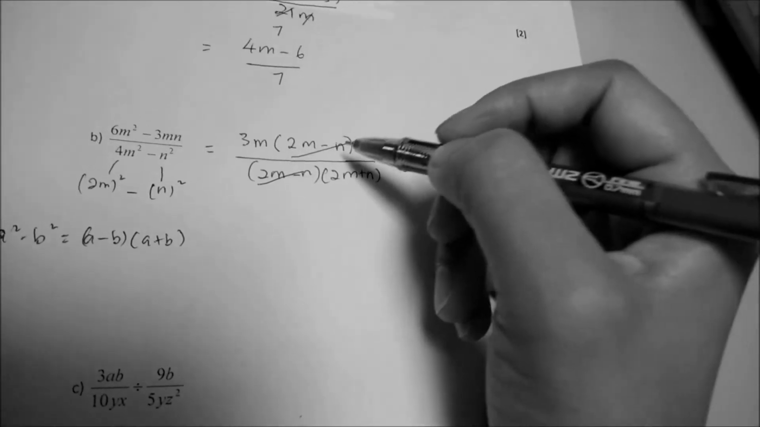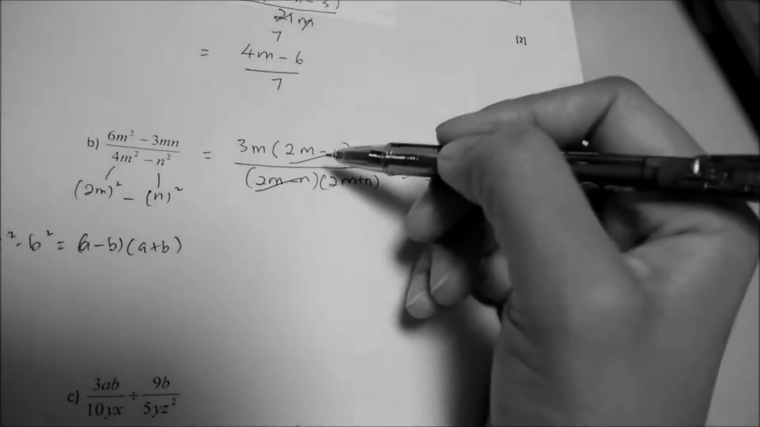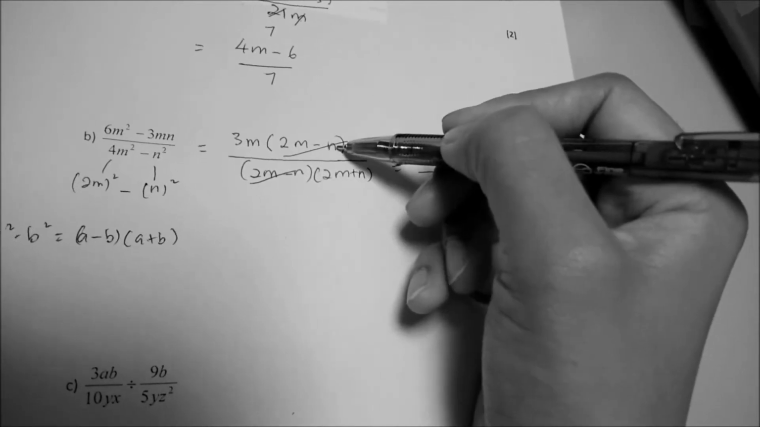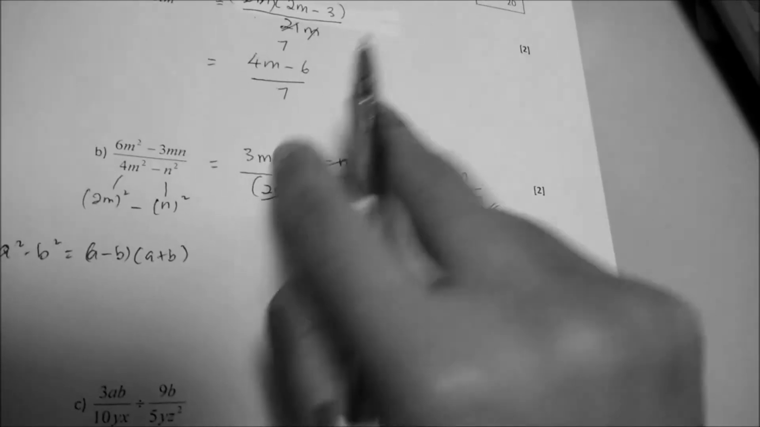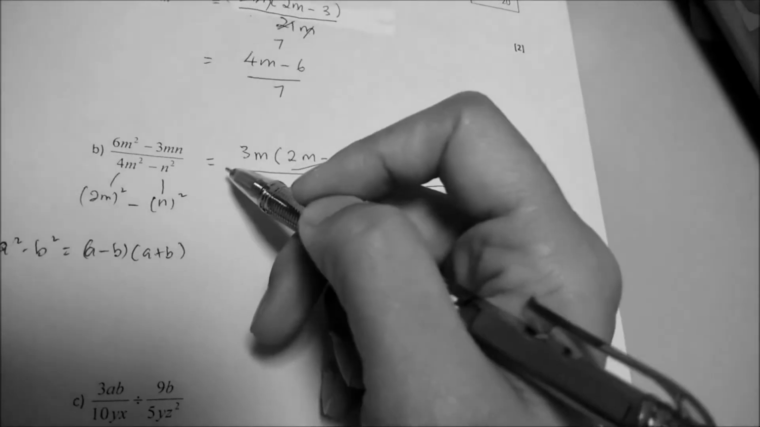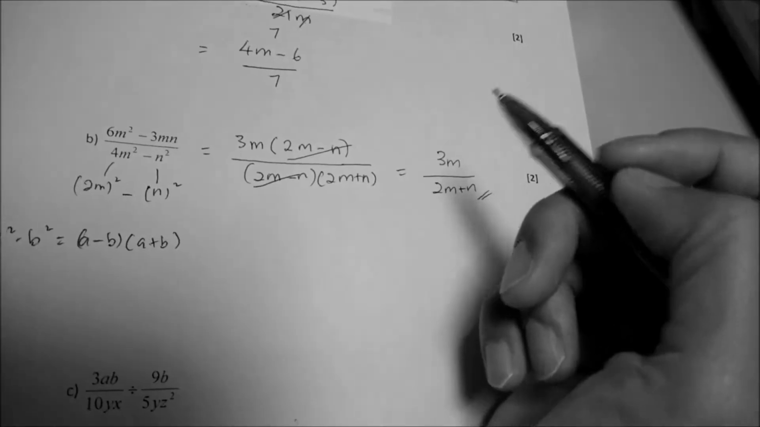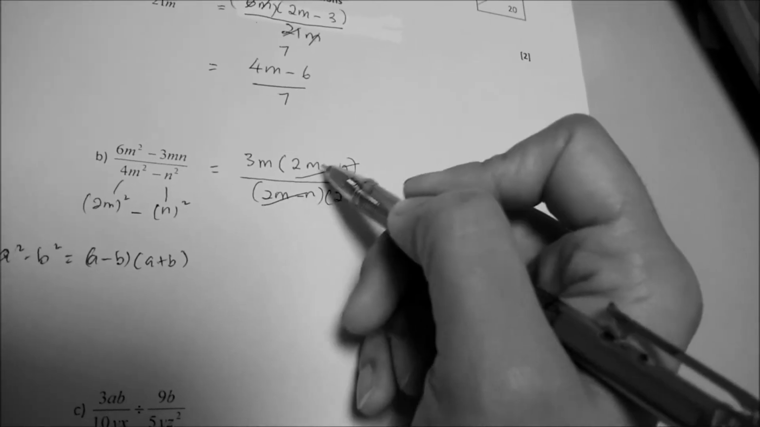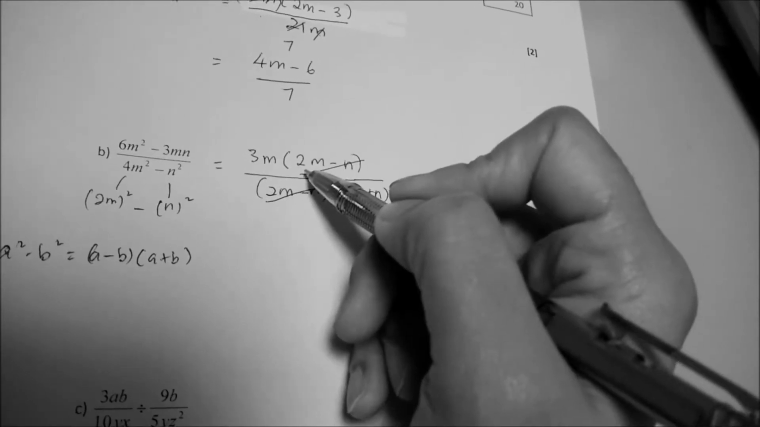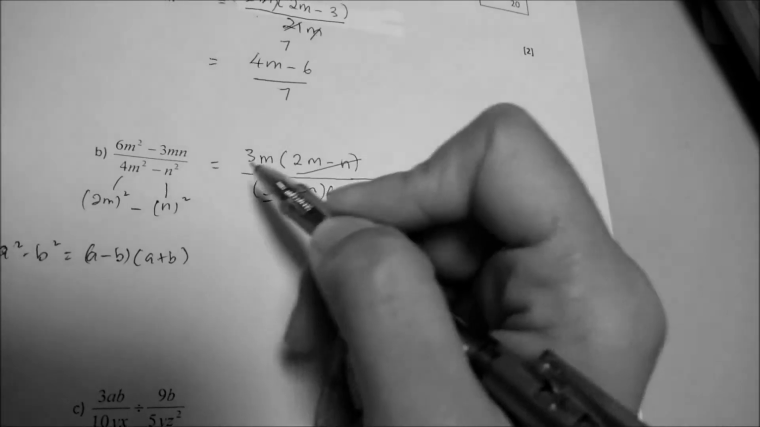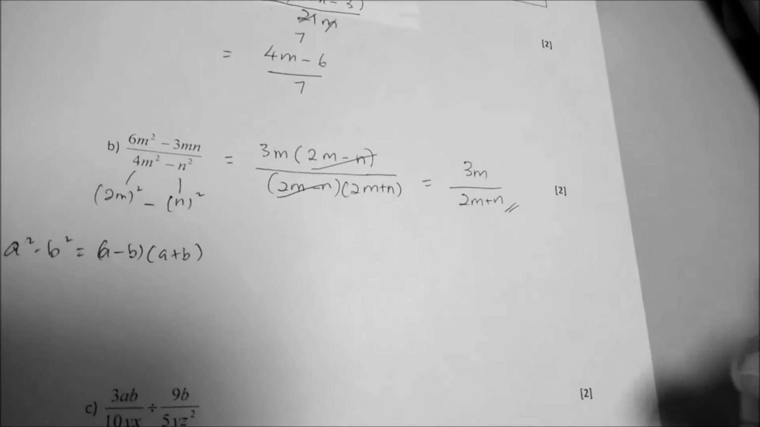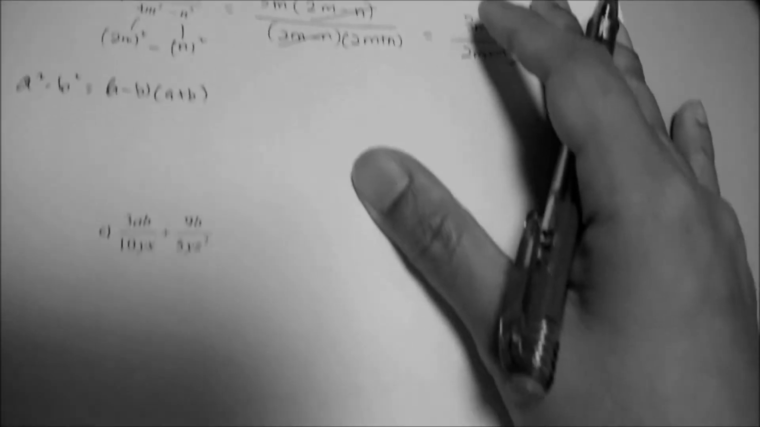Just in case, in another case where it's not 2m minus n, but it's n minus 2m, the other way, what you need to do is to just introduce a negative sign. If it is the other way, you can't cancel because n comes first. Then to change their position, you just introduce a negative sign. That's in another case.